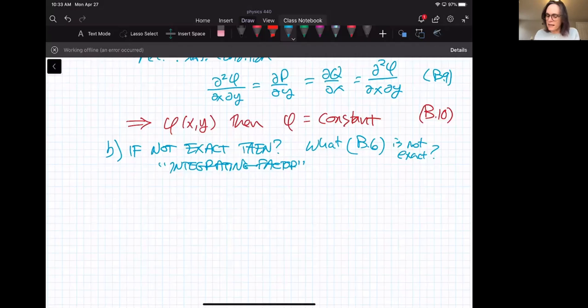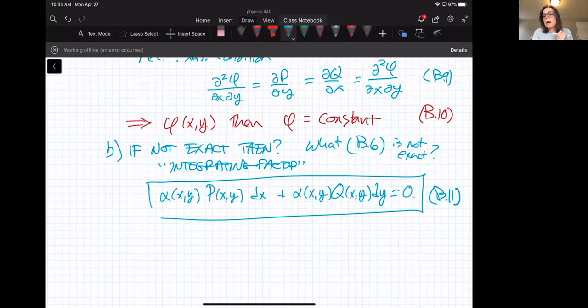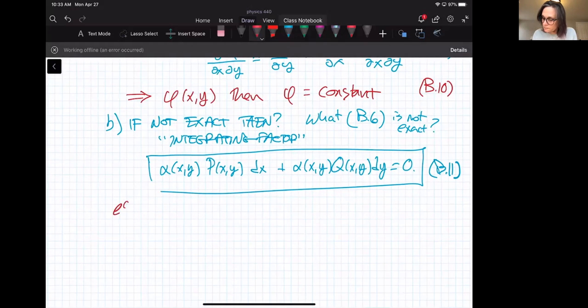So if it's not exact, we can make it exact by applying the same integrating factor, say alpha of x, y, and multiply it across the board. So we multiply it times P dx, and we have alpha of x, y times Q of x, y dy. And of course, it doesn't matter on the other side over there. That's still 0. And the idea is that we choose our alpha so that we can make it exact. So, for example, let's look at x dy minus y dx is equal to 0. This is not exact.